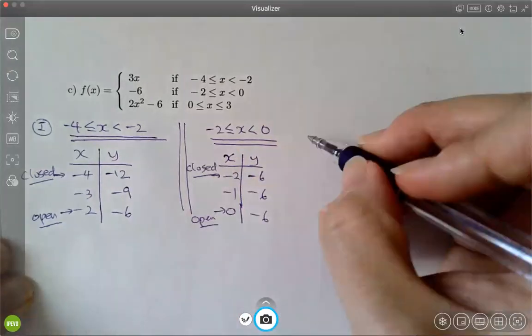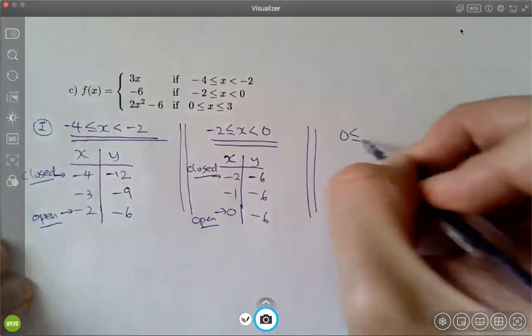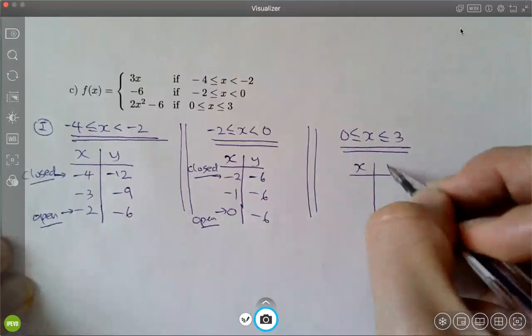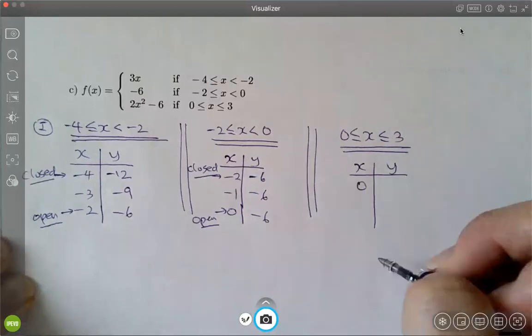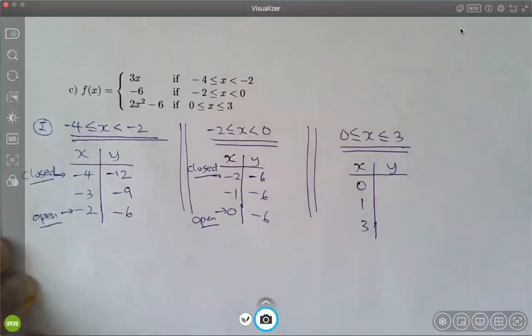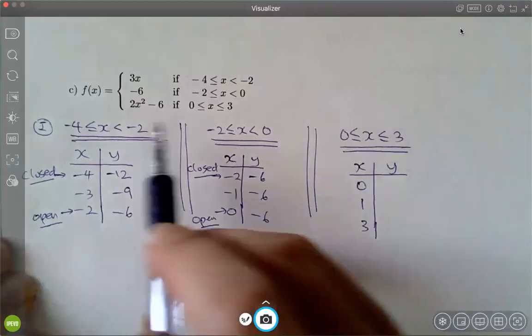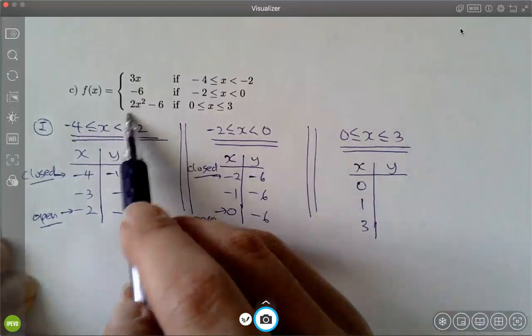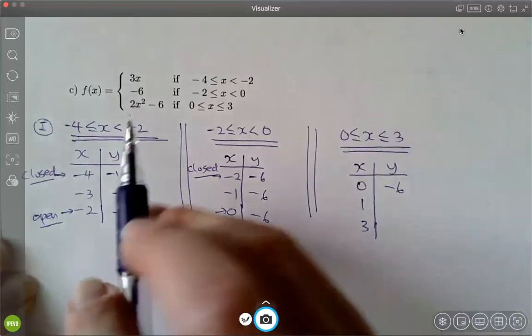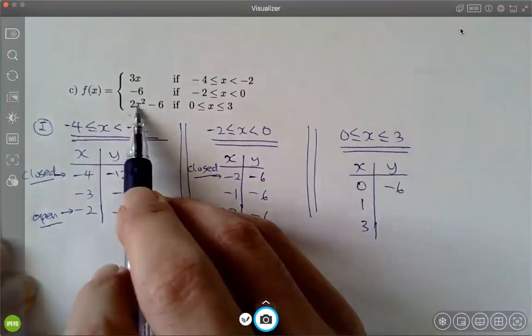And then the last piece, 0 less than or equal to x less than or equal to 3. So let's see here, we have to choose 0, and we have to choose 3, and maybe 1. Or you can choose 2, right? It doesn't really matter. So now, when x is 0, what's the value of y? So that is gone, so you just have -6, right? And when x is 1, what do you have? 2 times 1 squared, so that's 2 minus 6, so that's -4, right?